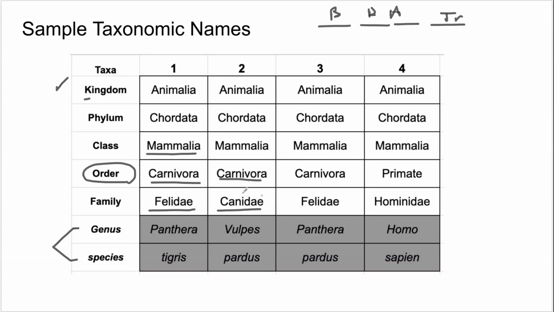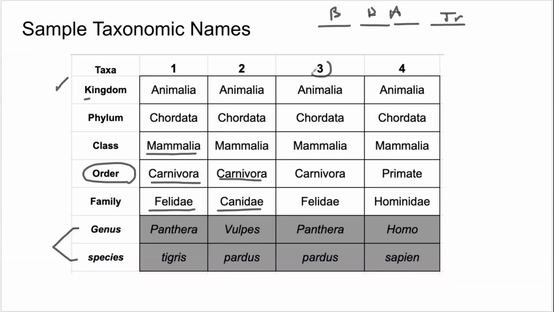And so if you look at Vulpes pardus, and Vulpes pardus actually ends up being a wolf. I think it's gray wolf, I want to say. I think that seems right. So they're related, but they're only related down to a certain point.